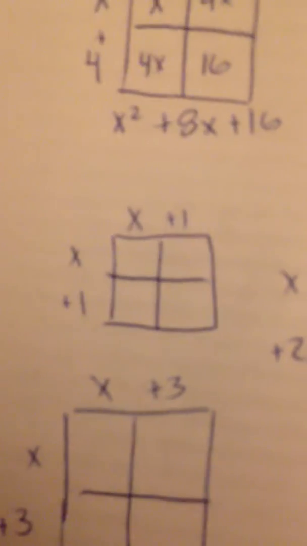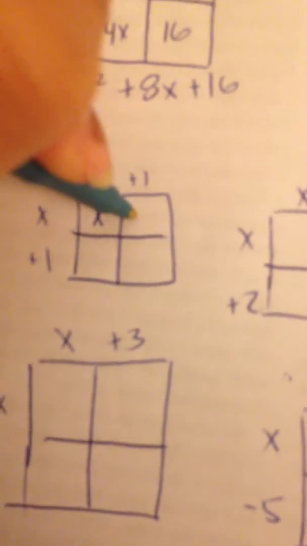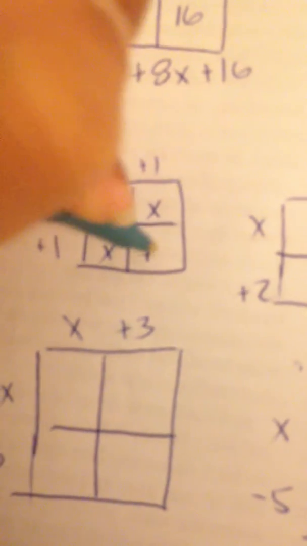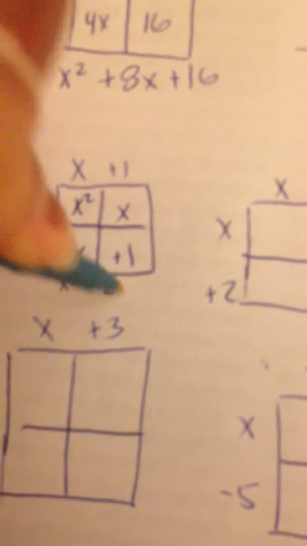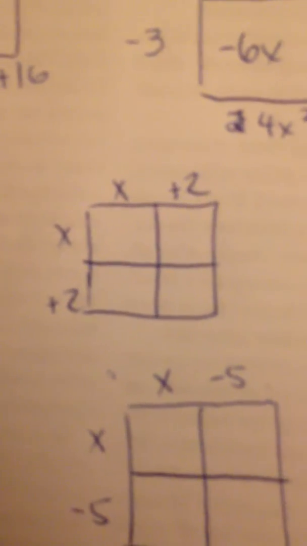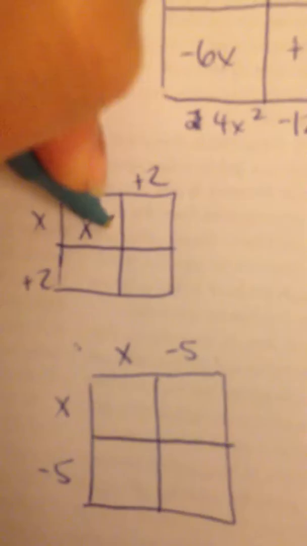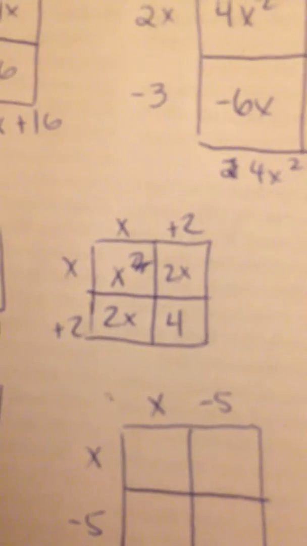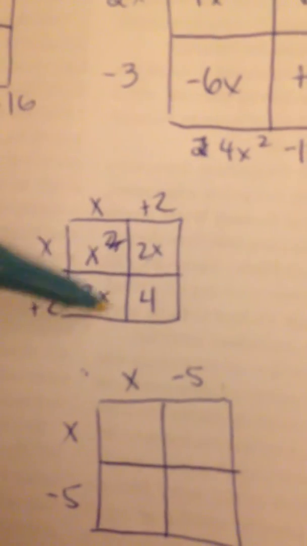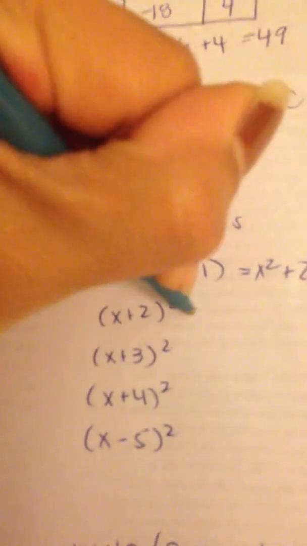So x plus 1 times x plus 1, x squared, 1x, 1x, plus 1. So you end up with x squared plus x plus x is 2x plus 1. So I'm just going to write that over here. So x squared plus 2x plus 1. I'm going to do the same thing with x plus 2 and x plus 2. X squared, 2x, 2x, 4. So we end up with x squared plus 4x plus 4.